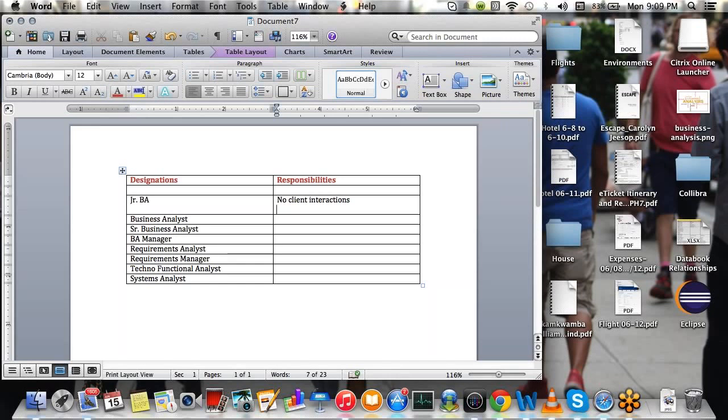But they will actively play a role in all the meetings. They attend all the meetings or discussions which you have with your business teams, but they are active at listening and passive talkers. They don't talk. They'll just be a part of those discussions. That's the reason I said no client interactions, but they play a major role as part of your documentation.